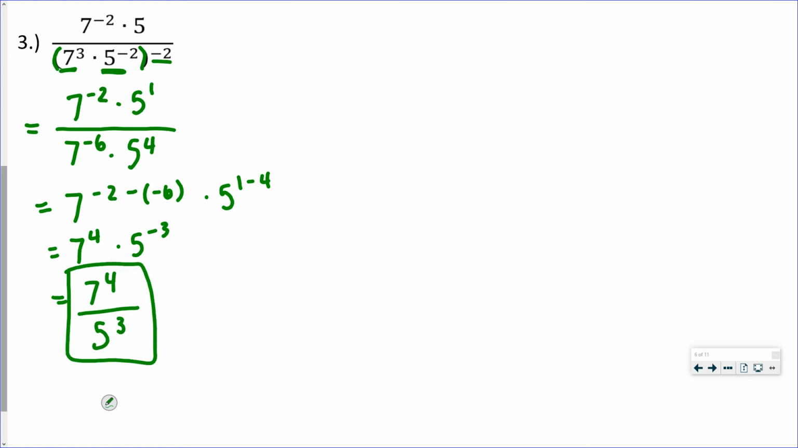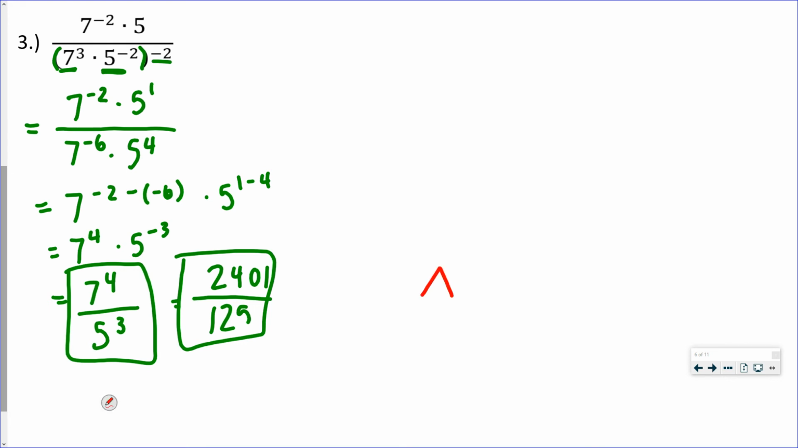Now you might see the answer written like this. I gotta check how your textbook writes these, but 7 to the power of 4 is 2,401, and 5 cubed is 125. So that's obviously the same thing, just evaluating those powers. Do you guys know how to do bigger powers than 2 in your calculator? Jim said no. You just use this button, the carrot.